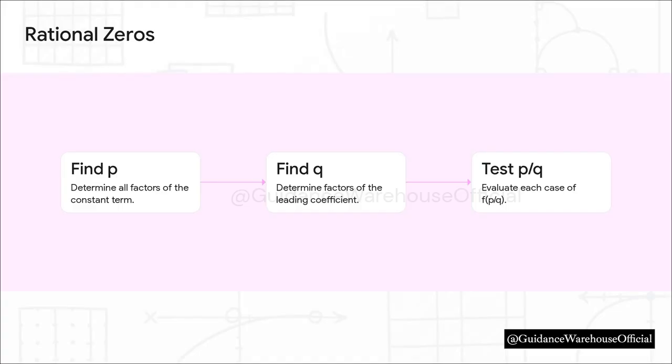So how do we actually build this suspect list? It's a really clean 3-step process. Step 1, find all the factors of your constant term, that regular number sitting at the very end of your polynomial. We're going to call this p. Step 2, find the factors of your leading coefficient, the number attached to your highest power of x. Let's call this q. Step 3, create a list of all possible fractions of p over q, both positive and negative. Boom, those are your suspects.